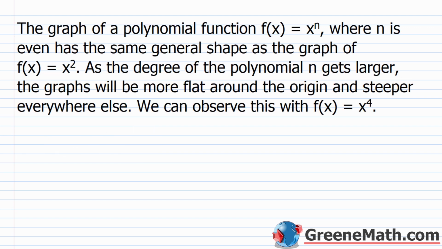Now, just some general information. When we talk about the graph of a polynomial function, something like f of x equals x to the power of n, where n is even, so something like f of x equals x to the 4th power, the 6th power, the 8th power, the 10th power, we're going to say this has the same general shape as the graph of f of x equals x squared. So we know that's the parabola shape. As the degree of the polynomial n gets larger, the graphs will be more flat around the origin and steeper everywhere else. We can observe this with f of x equals x to the 4th power.